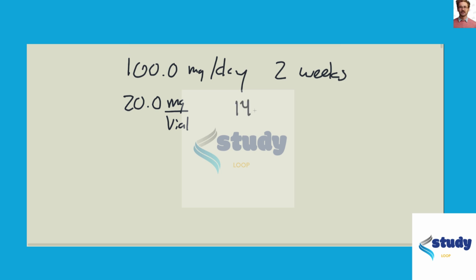Right, there are 14 days in 2 weeks, or we could say there are 7 days in 1 week. It doesn't really matter. 7 days per week. Okay, so now we can pretty much set this up, right? We've got 2 weeks.